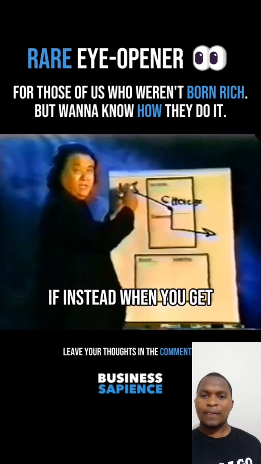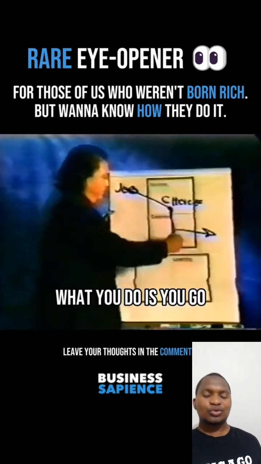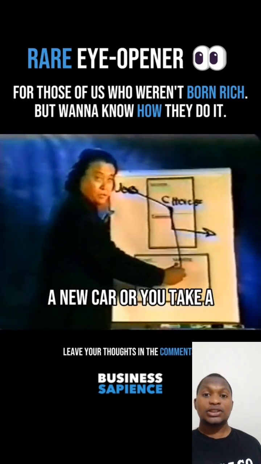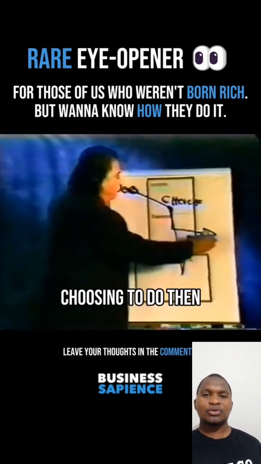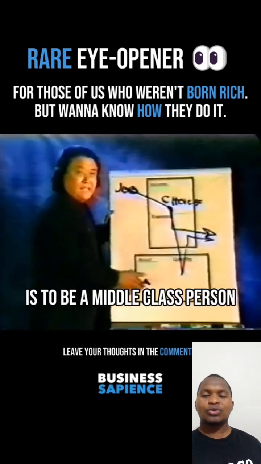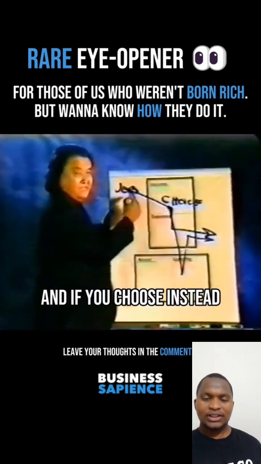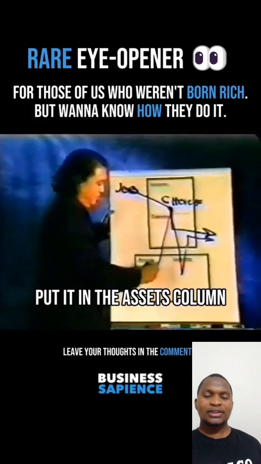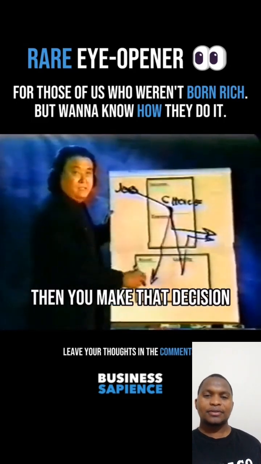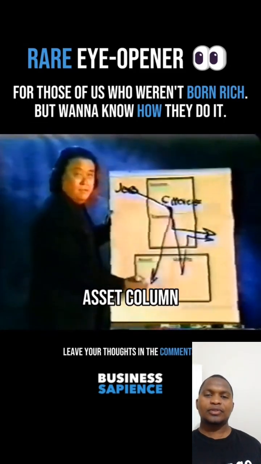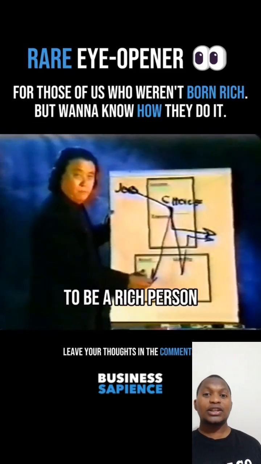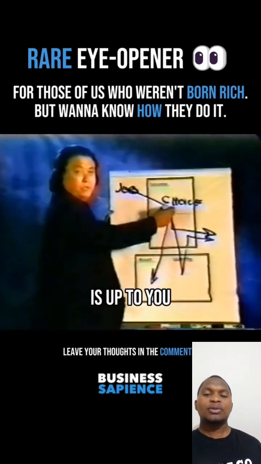If instead, when you get a pay raise or more money, you go and buy a bigger house, a new car, or you take a vacation on your credit card, then what you are choosing to do is to be a middle class person. And if you choose, when the money comes in, to put it in the asset column, by putting it in the asset column at this point, you're choosing to be a rich person. But the choice is up to you, nobody else.